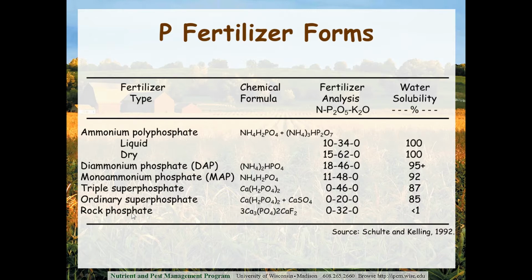This product is ground up, treated with various acids, and in some cases mixed with other fertilizers to form the fertilizer products we're all familiar with. Rock phosphate is transformed into superphosphate, triple superphosphate, and probably more commonly in our agricultural use in Wisconsin, the products of either DAP or MAP. DAP is diammonium phosphate, MAP is monoammonium phosphate. You can see the solubilities, the availability of these fertilizer products is much greater than the raw phosphorus material we mine.